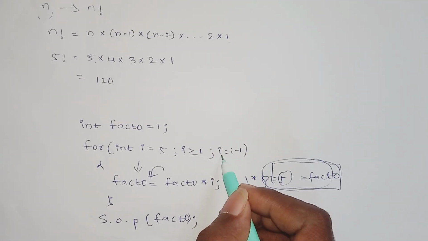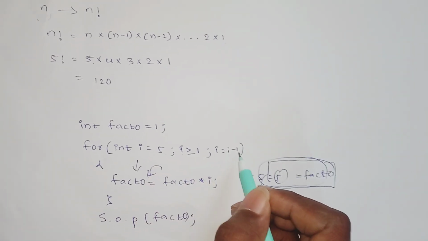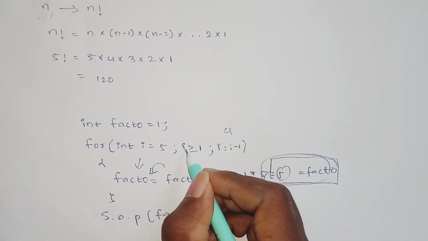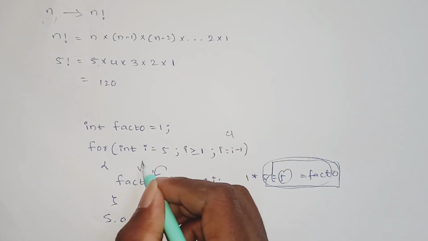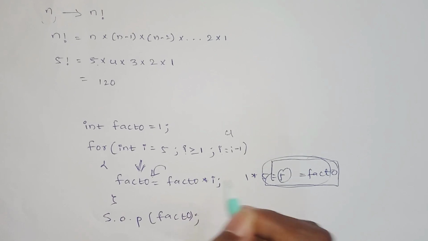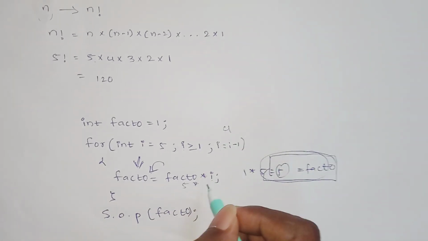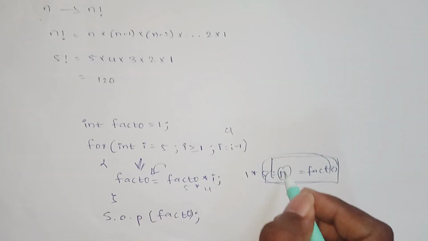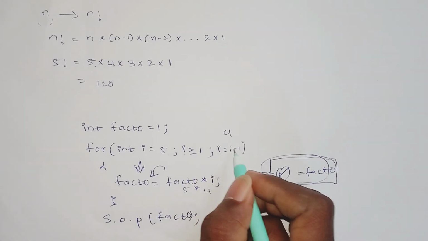And then what happens? i gets decremented by 1. That is, now we have i equals to 5, so i equals to i minus 1, that is 5 minus 1. So i becomes 4 here. Then again it checks for the condition, i greater than or equal to 1, that is 4 greater than or equal to 1. Condition is true. So again it enters into the loop. Again it executes facto into i. So we have facto is 5, so 5 into i is 4. 5 into 4 is 20. 20 gets assigned into facto. Therefore facto is 20.